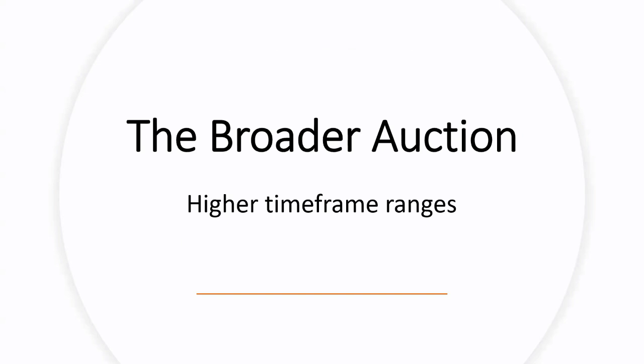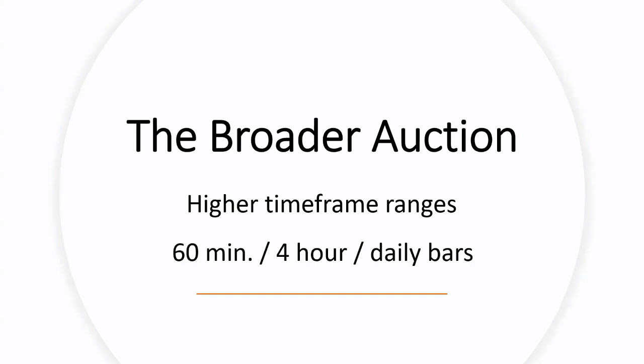the session, we can look at the ranges that larger participants typically pay attention to. And those are 1 hour, 4 hour, and daily bars. Why those? Because they represent broader value negotiation. So a 5-minute reversal that shows up at the edge of an hourly range means that the price is interacting with a broader auction range.